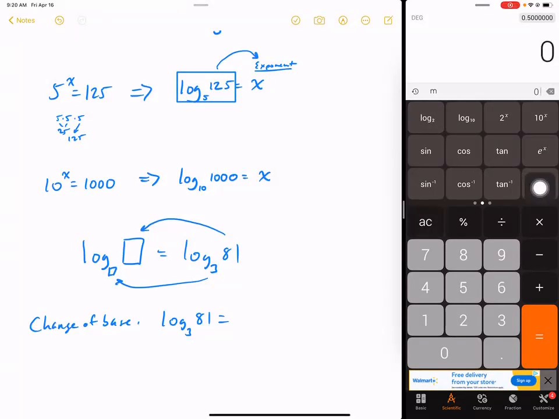If you see a log without any number, that's always going to be a base 10, and that's what we call a common log. But we don't need to worry about that right now. I just wanted to throw that out there.